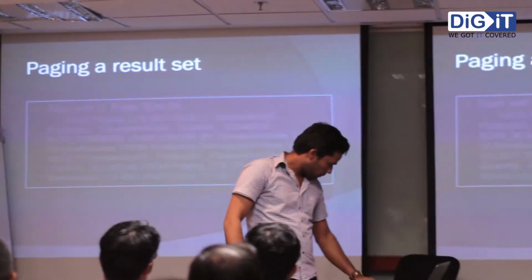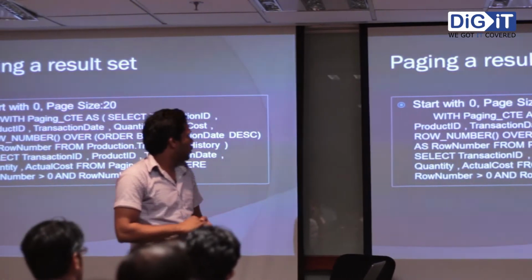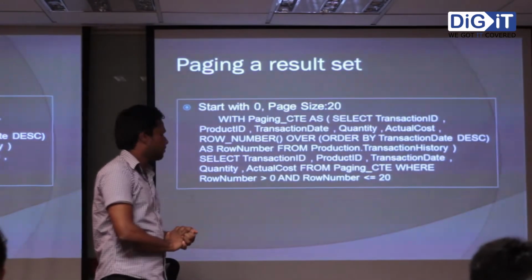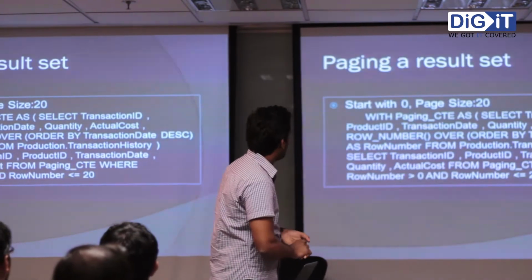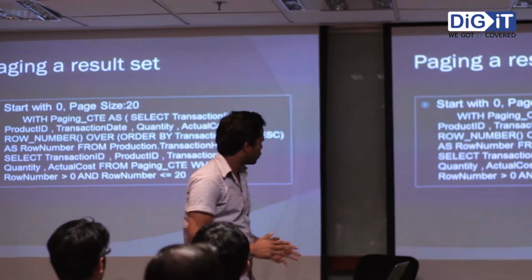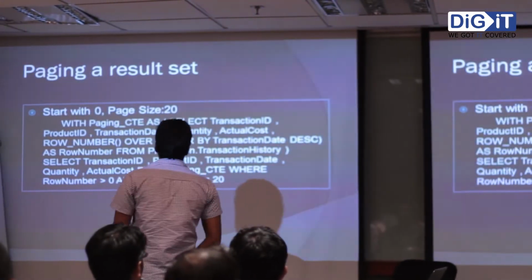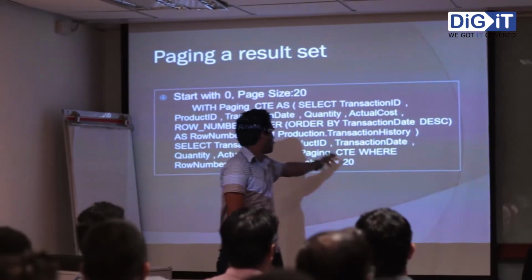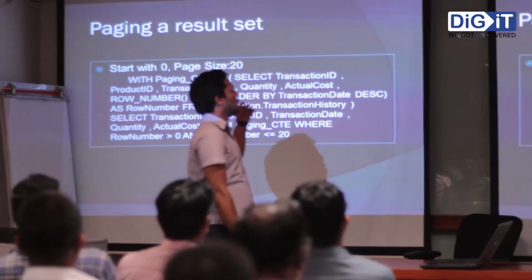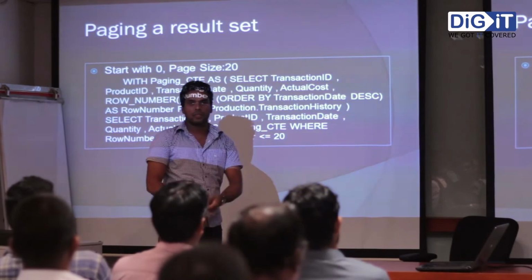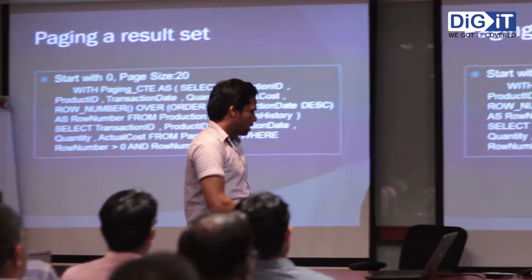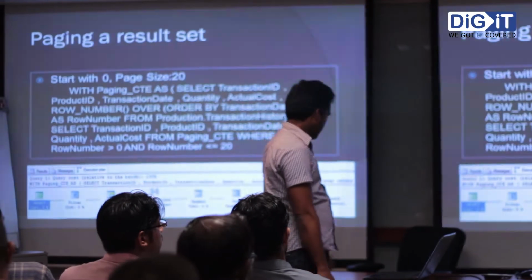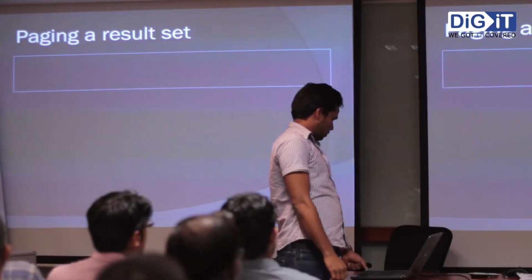Paging means we take the result set chunk by chunk. For that, in SQL 2008 or previous versions, again I had to use a CTE and the row number function. Same as previous. I'm starting with 0 and my page size is 20, so I'm saying row number greater than 0 and row number less than 20. That is how we do paging. So this value gets changed. For example, if you are going from 0 to 20, then 20 to 40, this value and this value get changed. That is from SQL 2008. This is the execution plan. Okay. Ready? Alright.